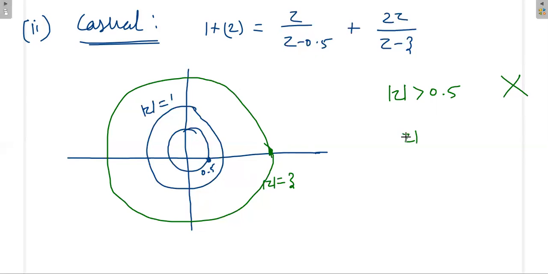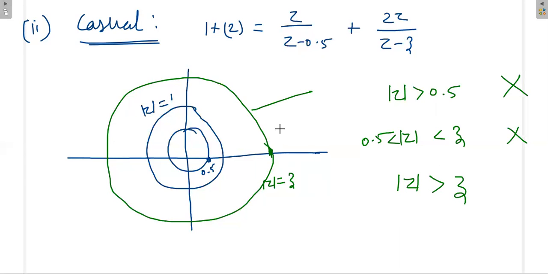And also if you choose mod z in between greater than 0.5 and less than 3, just now we have seen in this condition we'll be getting non-causal. But we need causal. So the only way is we have to choose mod z greater than the largest pole available in the system. What is that largest pole? That is 3. So definitely mod z should be greater than 3. I cannot choose mod z greater than 0.5, because in that process I will be including the poles. The ROC must not include any poles. So mod z greater than 3 is the ROC.